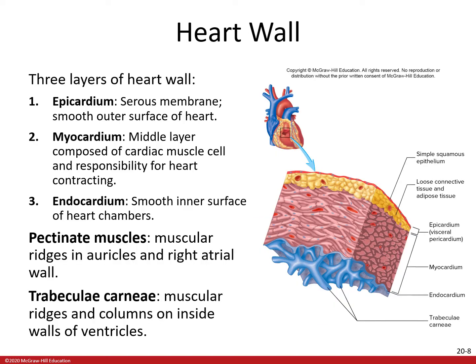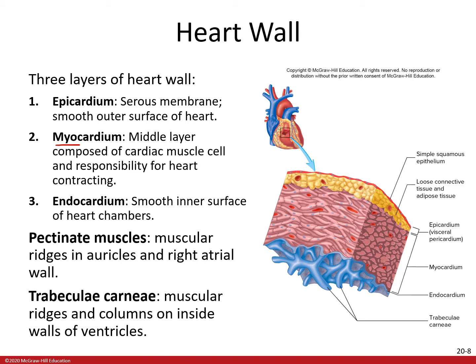All right, so let's talk about the layers of the heart wall. We have first the epicardium, which is that serous membrane on the outside. It's going to be a smooth outer surface. Then the myocardium, which, remember, if you ever see this term myo, and a lot of you got this right in lab, it means muscle, right? So myocardium, muscle. That is the heart muscle layer, made of cardiac muscle tissue, and it is responsible for causing the heart to contract.